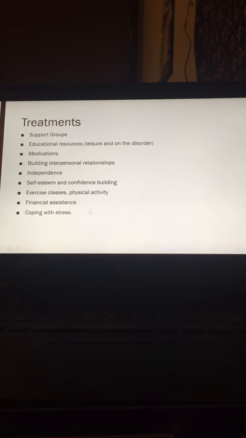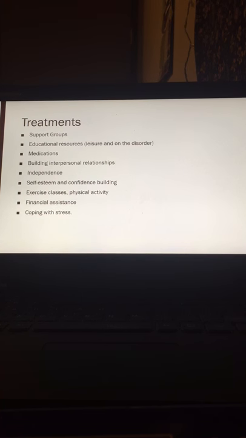So some treatments for them, kind of going off of all the things I've already said. So support groups is crucial for developing those coping skills and building those interpersonal relationships. Educational resources for leisure in their spare time, and also on just the disorder itself to help them manage their own life. Medications is huge, like I said before. Building interpersonal relationships through the support groups and through family building.